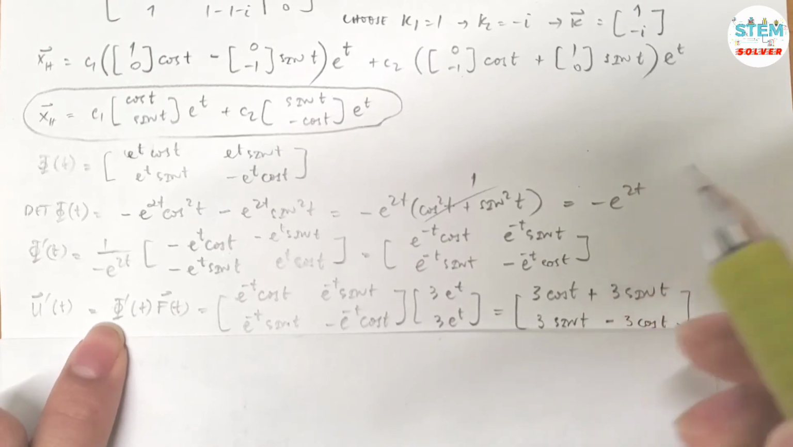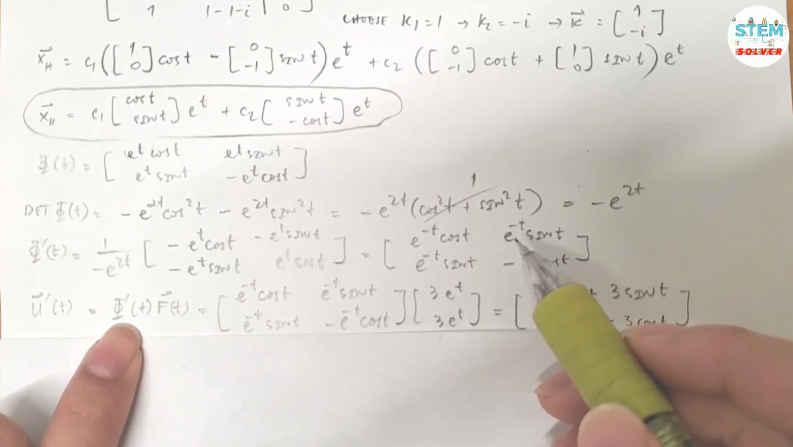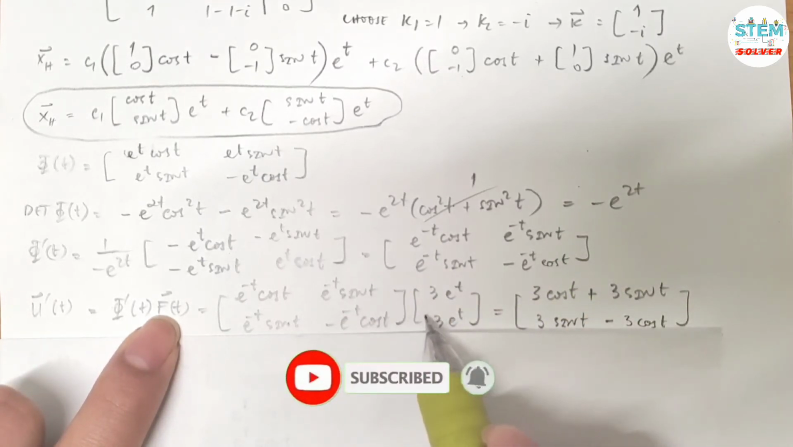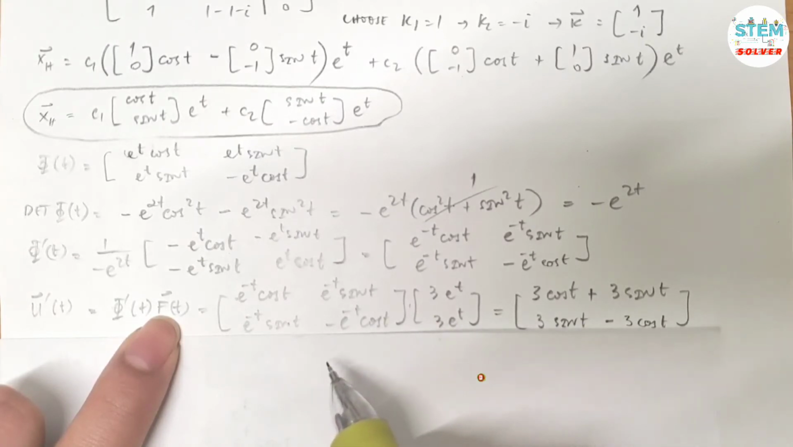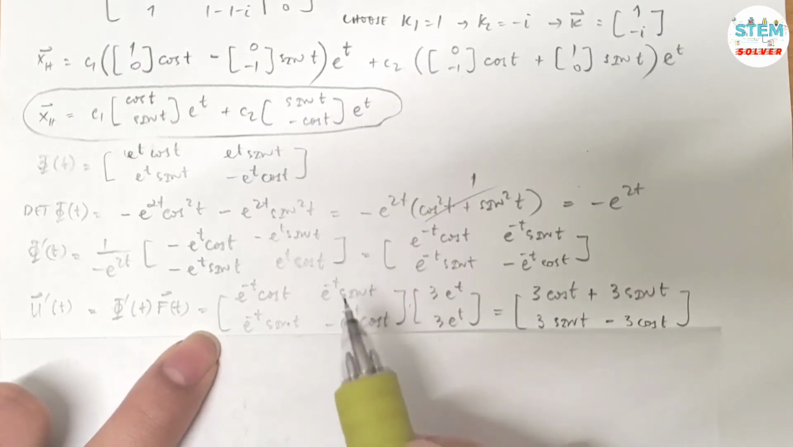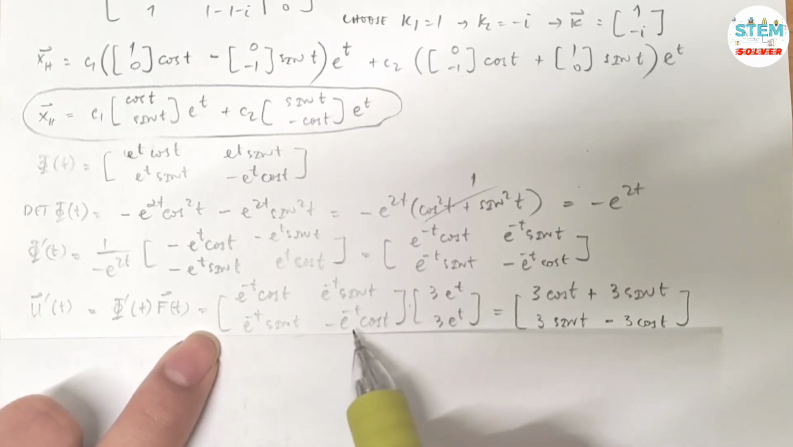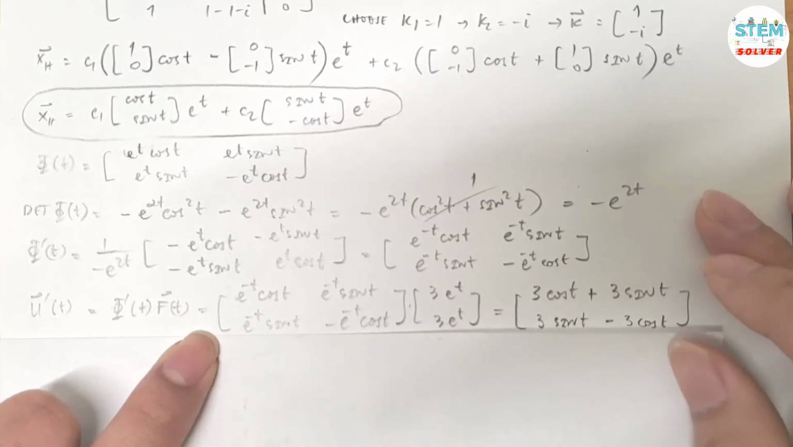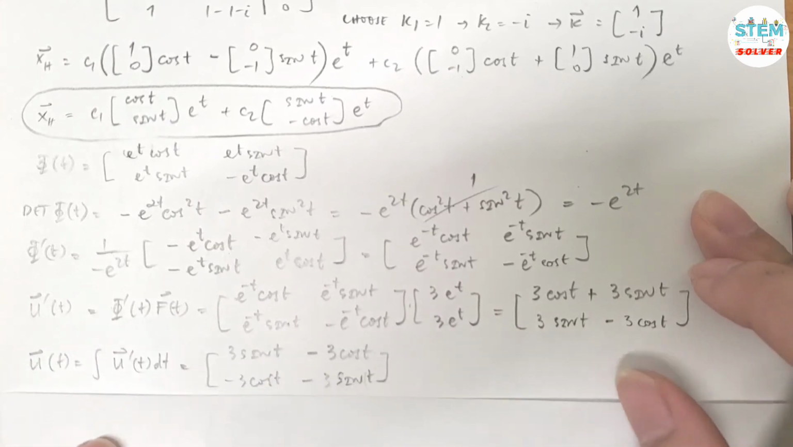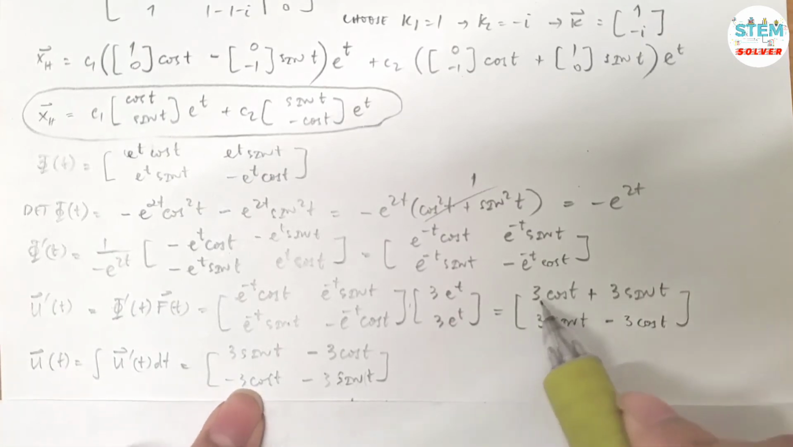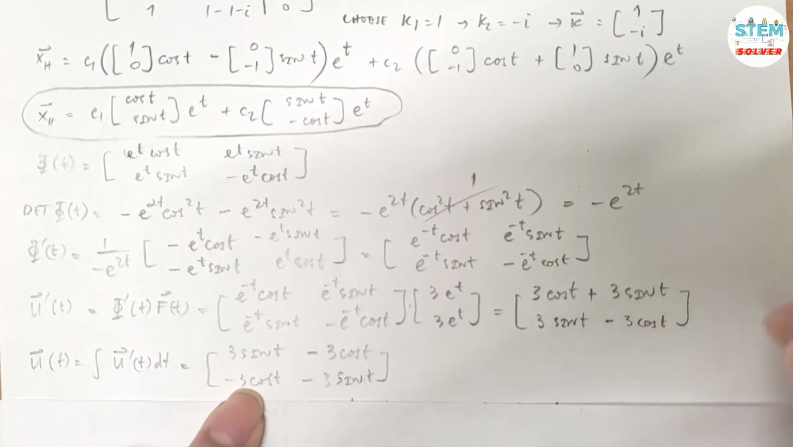The next step is to find u prime of t, which is equal to inverse phi of t times f of t. So you have this expression. My caution for you is do not switch the order here. It matters, because when you multiply matrices together, A times B is not the same as B times A. Keep that in mind. Doing this gives you this matrix. After that, you need to find the integral of this matrix, which gives you u of t. This is a very straightforward integral, so I'm not going to spend time on it.